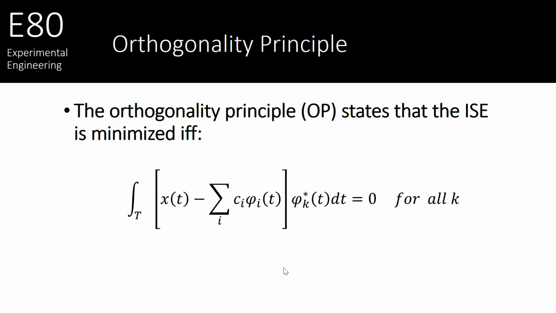Well, today we're going to introduce the idea of the orthogonality principle. We're going to call it OP for short. And we're going to say that the ISE, that integrated squared error we introduced last time, is minimized if and only if the integral of the difference between the function we're trying to approximate and that sum of scaled basis functions, multiplied by the conjugate of the basis functions, all that in an integral, is equal to 0 for all k. And remember, k is the index on the different basis functions.